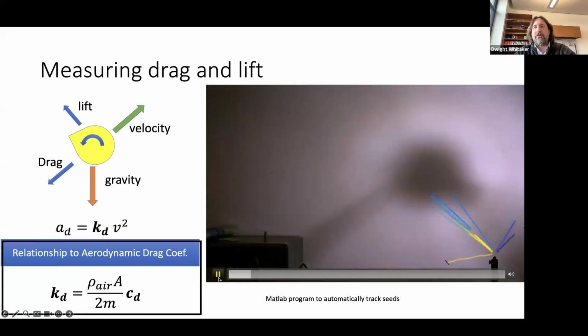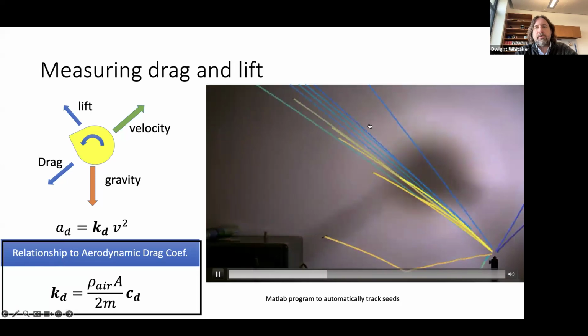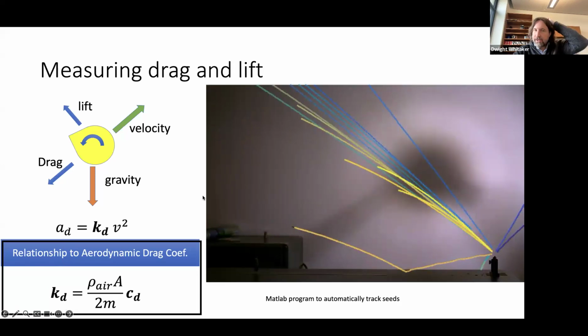So if I zoom back out, we can start to look at the seeds. This is at 1,000 frames per second, I think now, maybe 2,000 frames per second. And we can start to track the position of the seeds as a function of time. And that's nice because, sorry, I'll go back to content only.